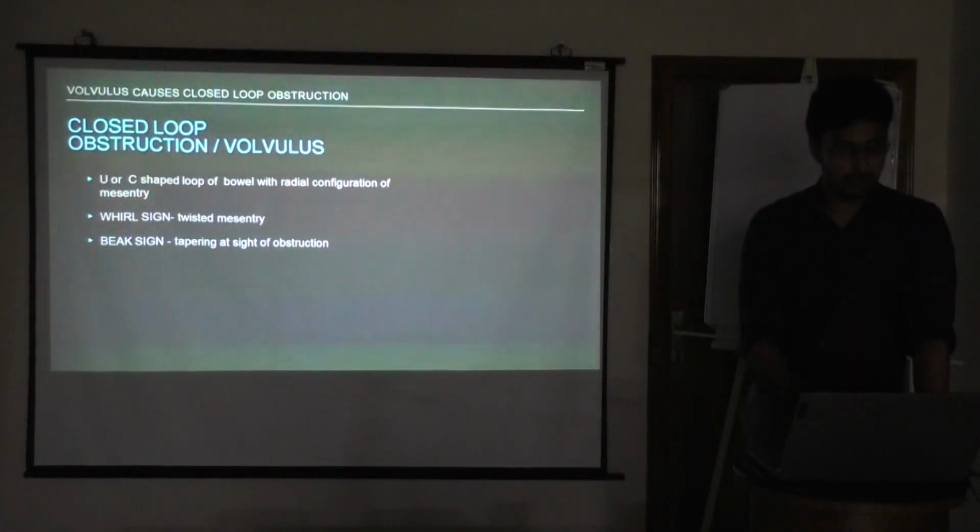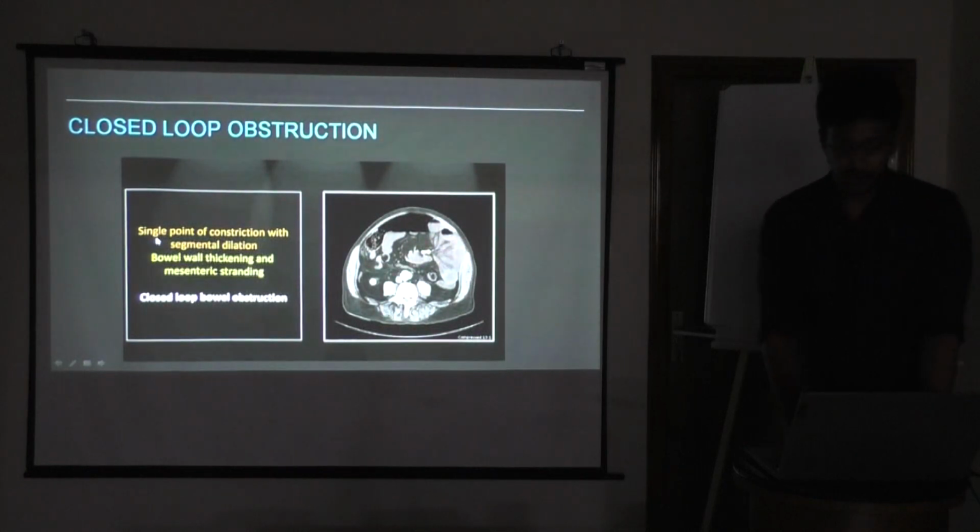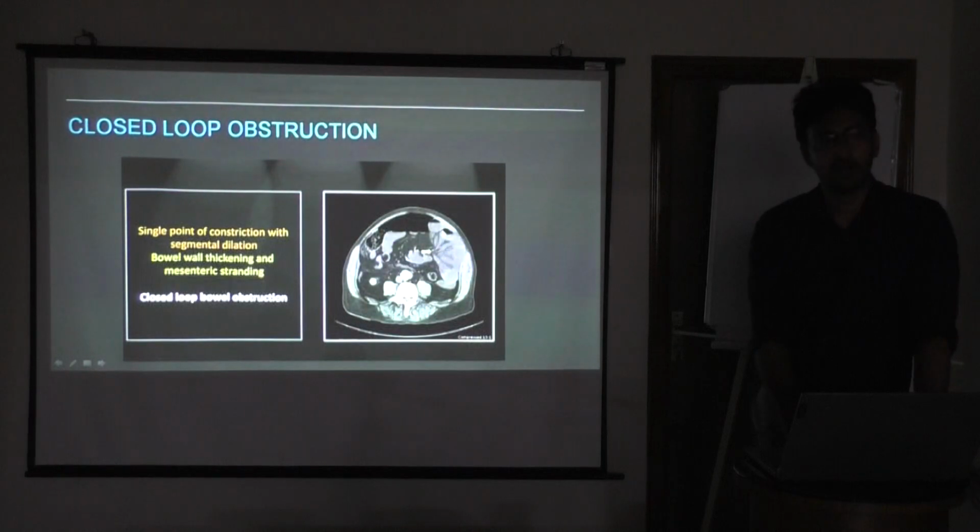These are the signs. Typically you can remember U or C shaped loop, oval sign and beak sign, which I am going to display. So in closed loop obstruction, the simplest way to identify is you will see one grossly dilated bowel loop. You can see in this, all the rest of the bowel loops are collapsed, or you can't see anything significant, but something is popping out in here. This, and like I said, fat stranding.